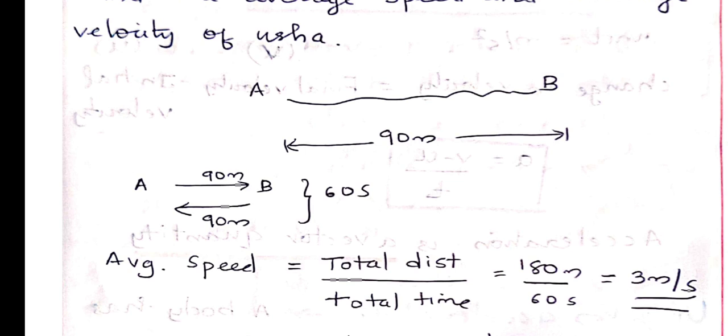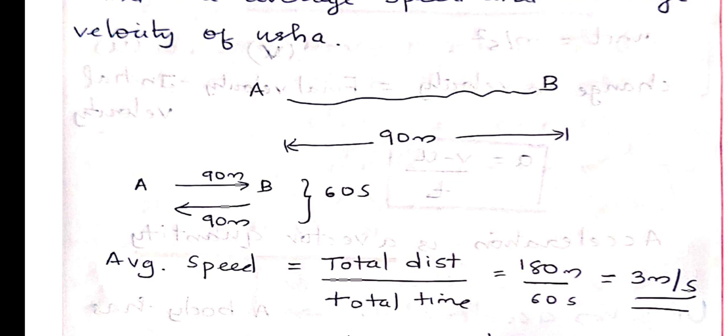But what is distance? Here, average speed is the total distance by total time. Distance is the path covered by that body. That's why A to B is 90 meter, then B to A 90 meter. The total path is 90 plus 90, which is equal to 180. But here the displacement is the shortest distance.